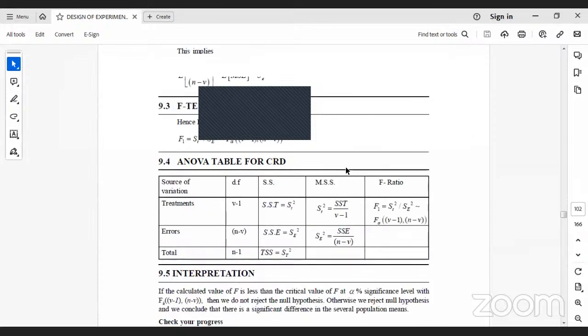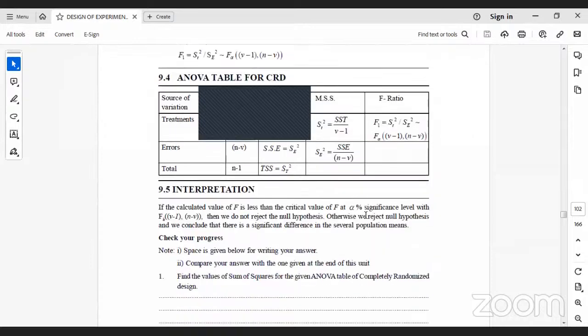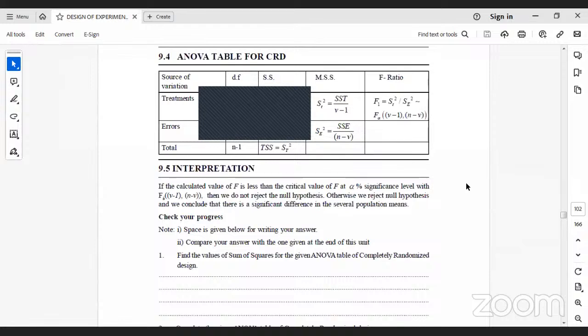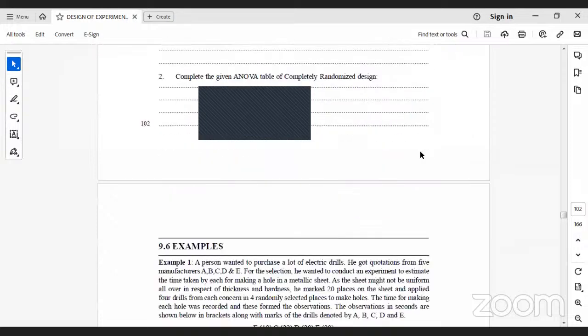Degrees of freedom: v minus 1, n minus 1, and error is n minus v. SST is equal to S_T squared, SST by v minus 1, n minus 1. This is the one interpretation. If the calculated value of F is less than the critical value at alpha percent significance level, F alpha with v minus 1, n minus 1, then we do not reject the null hypothesis. Otherwise, we reject the null hypothesis.